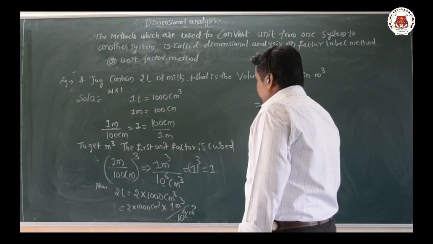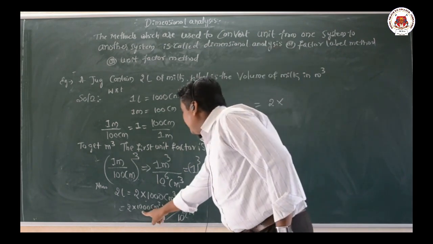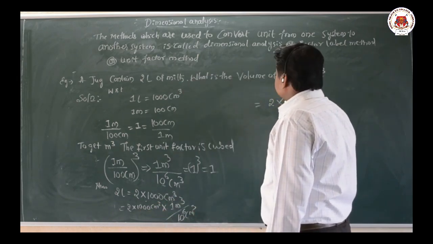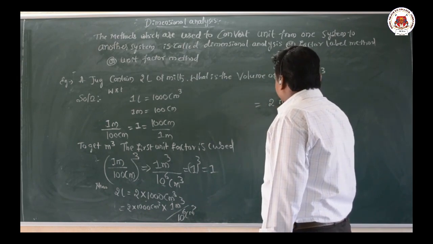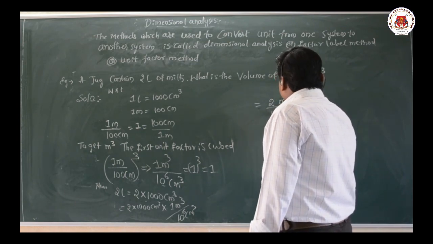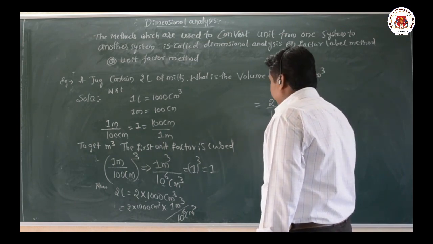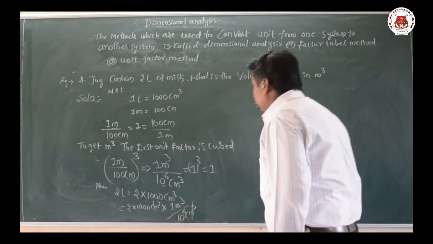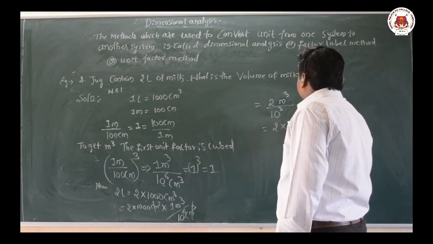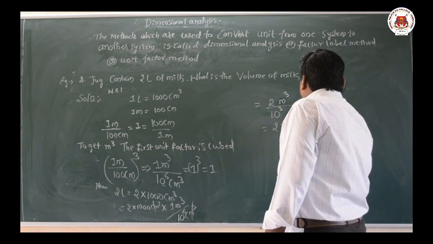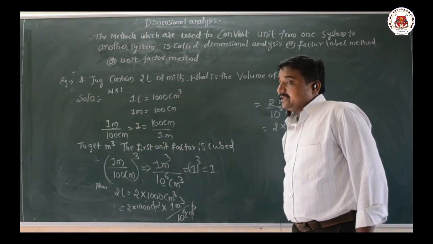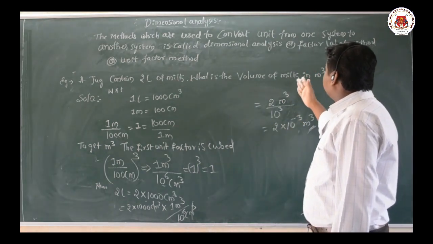That is 2 into, this 1000 can be written as 10 to the power of 3. Okay, so 2, that is meter cube. So I will write directly 2 meter cube divided by 10 to the power of 3 cm cube. Sorry, the cm cube cancels, 10 to the power of 3. So now that is 2 into 10 to the power of 3, going up it becomes 10 to the power of -3 meter cube. Okay, so the volume of the milk that is given in terms of liter, we are going to convert to meter cube.